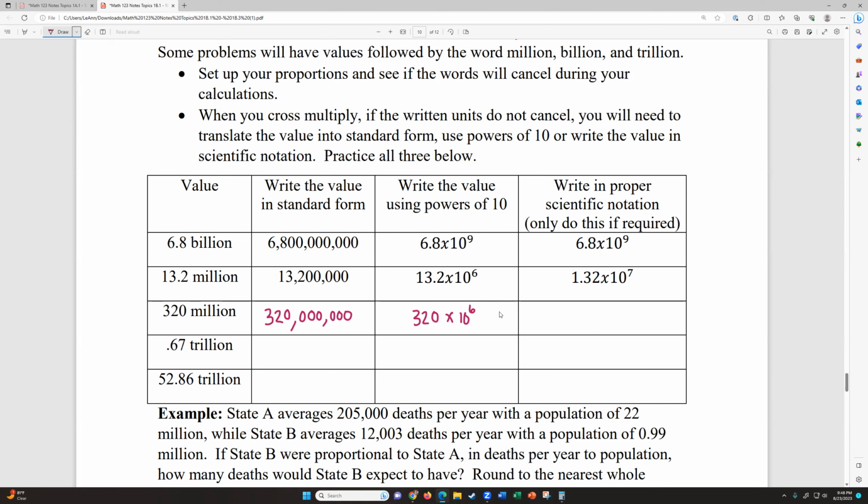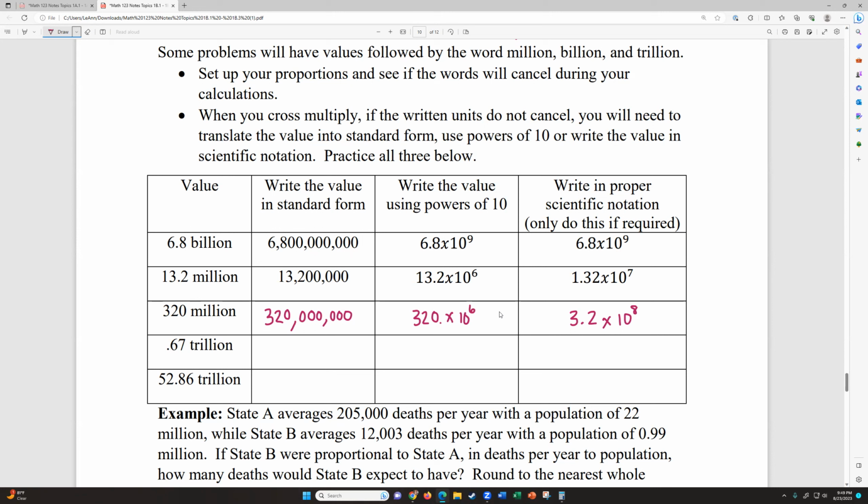So in proper scientific notation, we would need to move our decimal 2 places to the left. So that'd be 3.2. And then remember, when you move to the left in scientific form, you add to the exponent. So that'd be 2 places to the left. We add 2 to the exponent. We get 3.2 times 10 to the 8th. I could type that in on my calculator and hit enter, and it should give me back this 320 million.